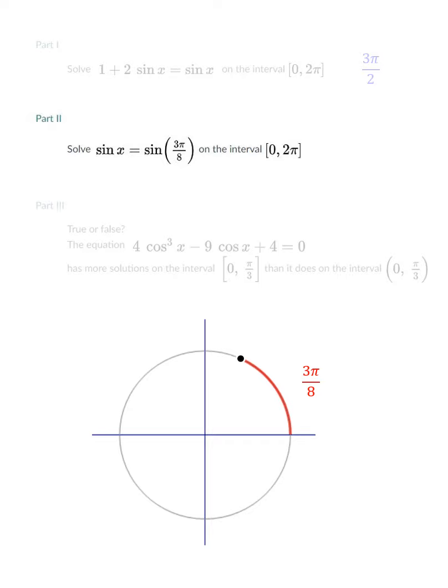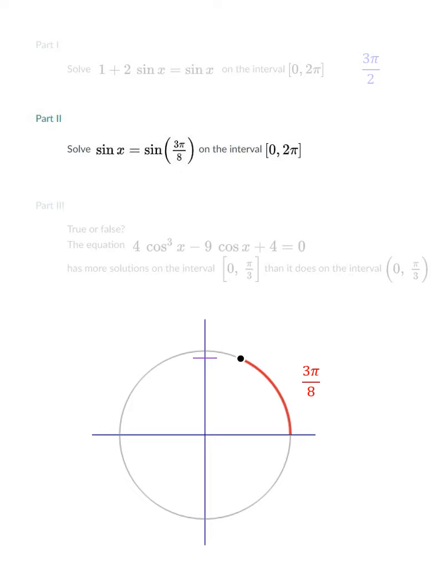But again, this point is not one of our 16 points on the unit circle. So I can't really find the sine of 3 pi over 8, at least without a calculator. Now the sine, of course, is the y-coordinate, and I found the y-coordinate on a calculator, not because that's what you would do, you would solve this problem without one, but because knowing that there is a specific y value there is a good frame of mind going into this problem.